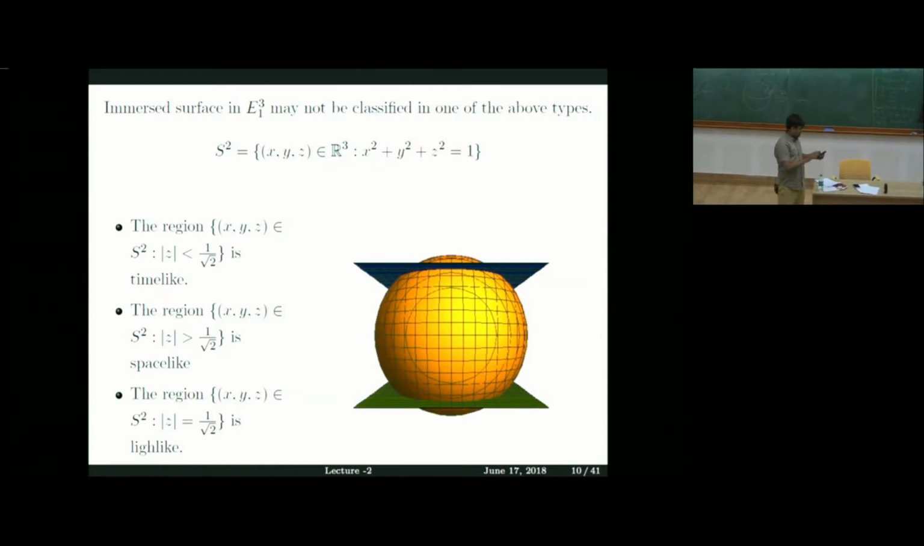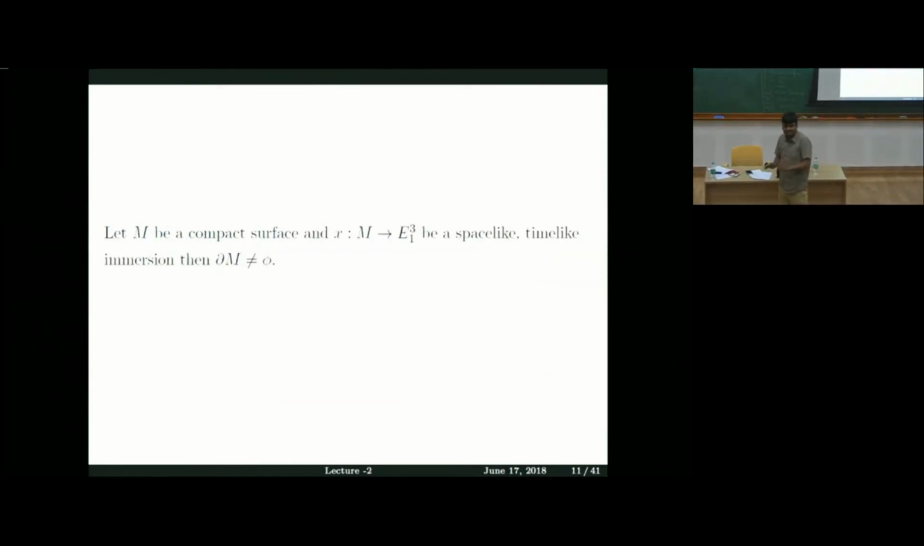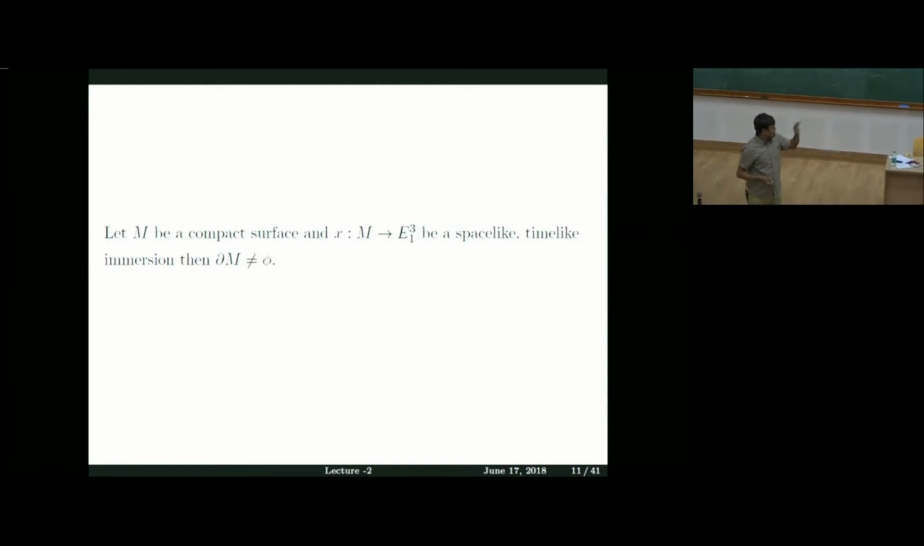And then there are examples. To get used to this definition at least, I just put one exercise here. Let's see the proof of this, to understand at least and get used to time-like, space-like and light-like subspaces. So suppose it is a space-like or time-like immersion, then the boundary is non-empty if it is compact.